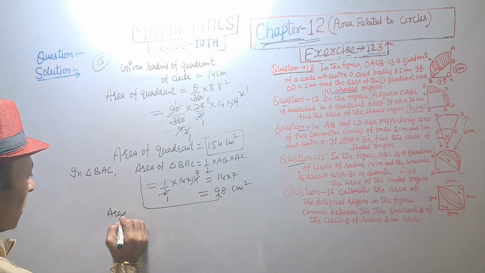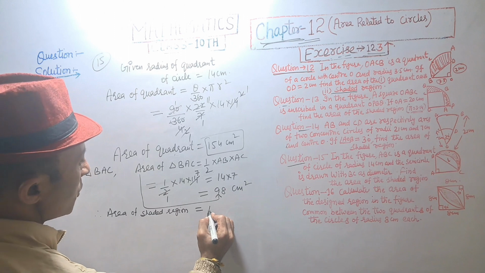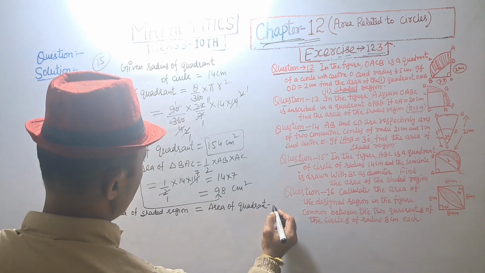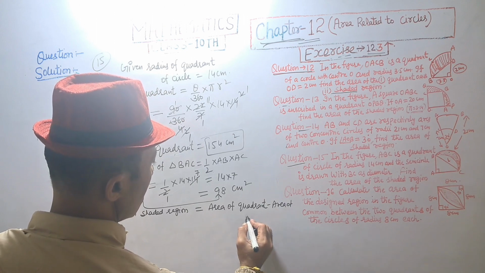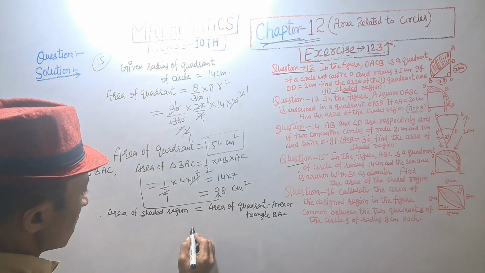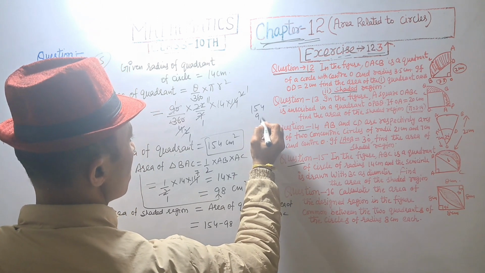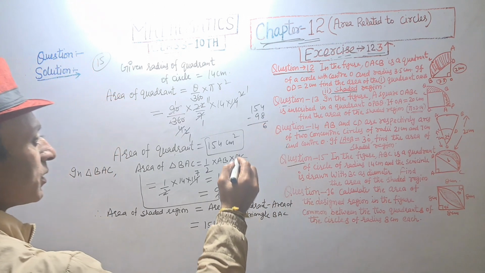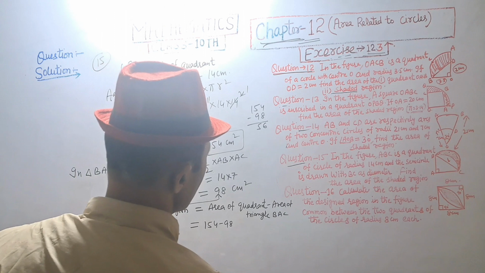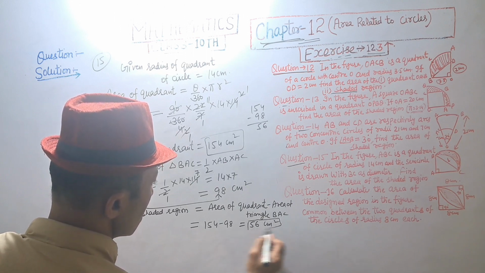So area of shaded region is equal to area of quadrant minus area of triangle BAC, that is equal to 154 minus 98, that is equal to 56 centimeter square.